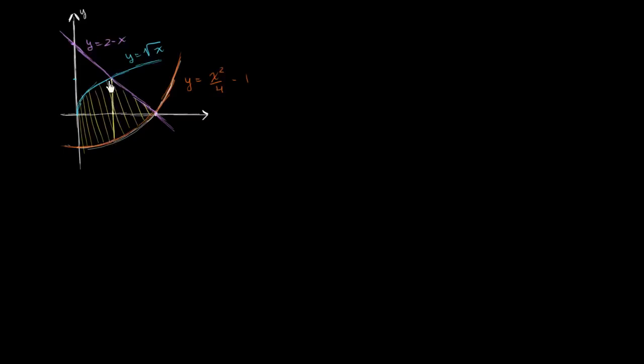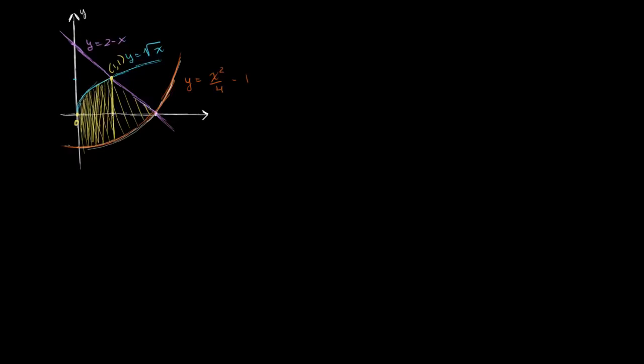The way that we can tackle this is by dividing this region into two regions, the region on the left and the region on the right. For this first region, x is going between 0 and 1. When x is equal to 1, this function is equal to 1, and this function is also equal to 1. So this is the point (1, 1), where they intersect. For this sub-region, y equals square root of x is the upper function the entire time.